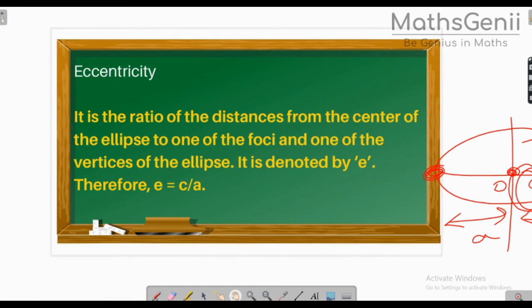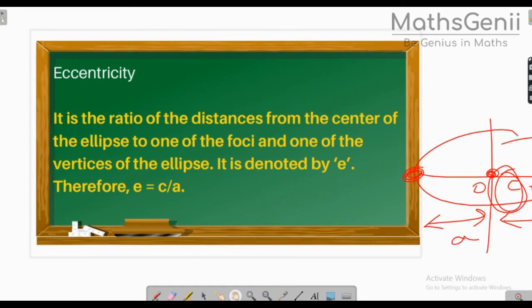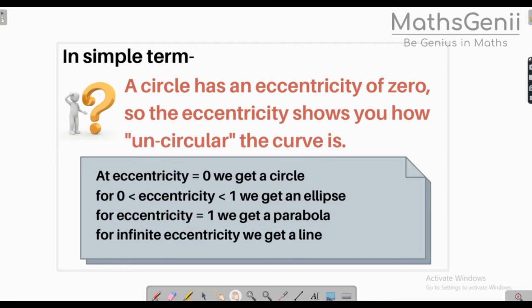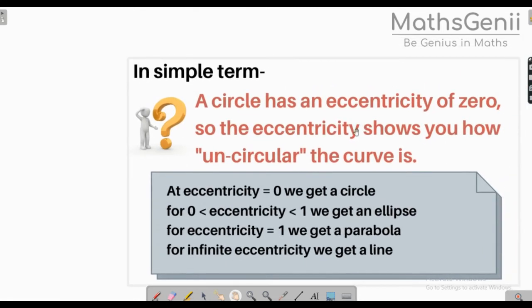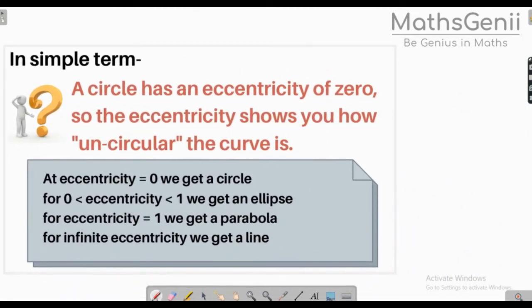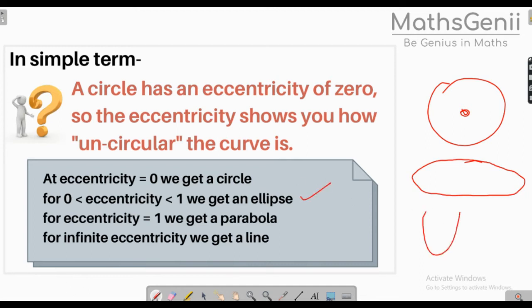But okay, we understood the formula, but what does it mean actually? It means how uncircular the object is. For example, eccentricity of the circle is 0 because it is a perfect circle. But the ellipse is close to a circle, but it is not a circle. So eccentricity of ellipse lies between 0 and 1. Eccentricity of a parabola, does it look like a circle? It's not even a complete circle. So eccentricity is 1.